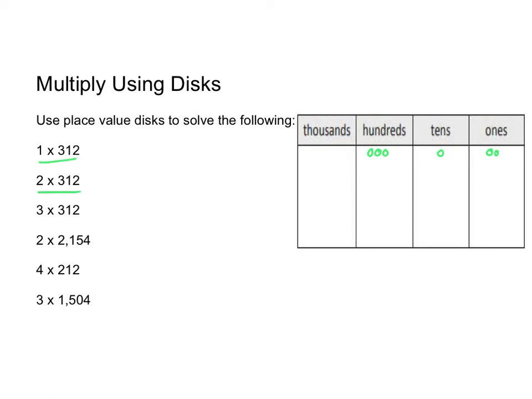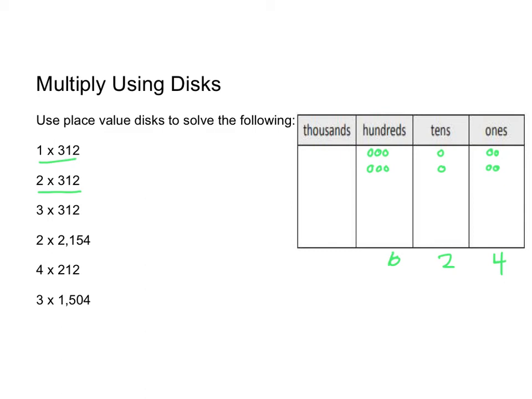Let's look at our second one. 2 times 312. Well, we've already got 312 once, so let's add it one more time. We have 300s, 1 10, and 2 ones. And when we add that up at the bottom, well, we've got 4 ones, we have 2 tens, and we have 6 hundreds. So 2 times 312 is 624.